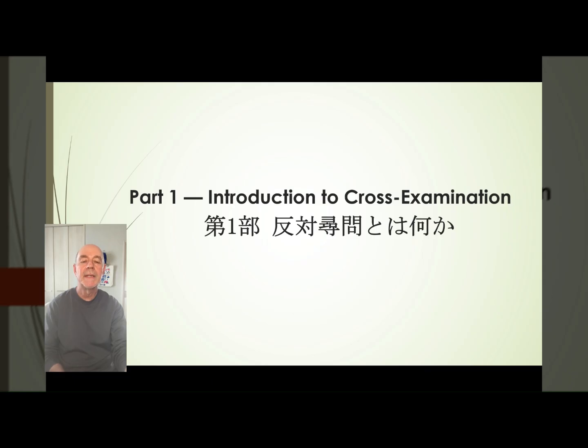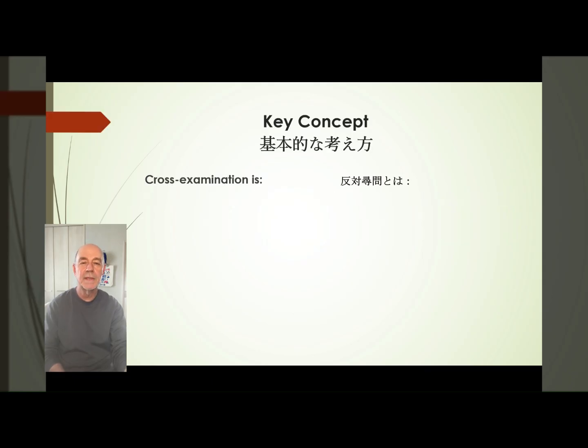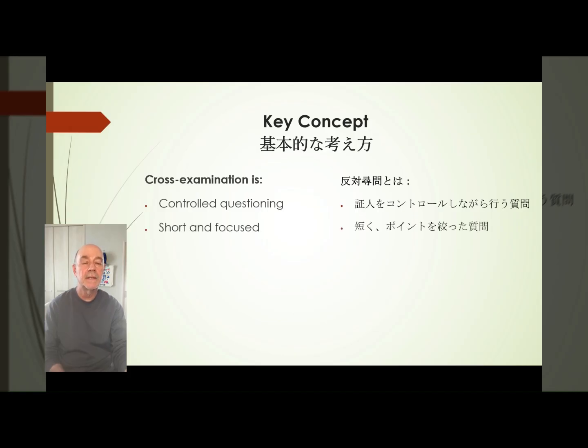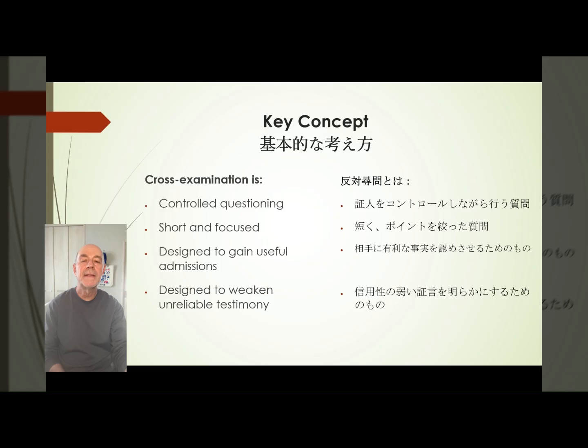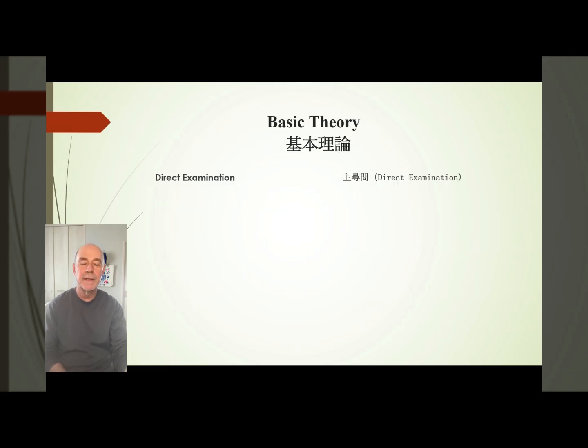So cross-examination is controlled questioning, which should be short and focused. It should be designed to gain useful admissions and to weaken unreliable testimony. In direct examination, the witness is going to be telling their story. The witness is the star. The witness should be doing most of the talking. So you'll be using open-ended questions so that the witness is free to speak.